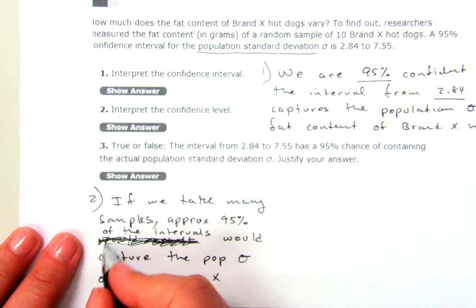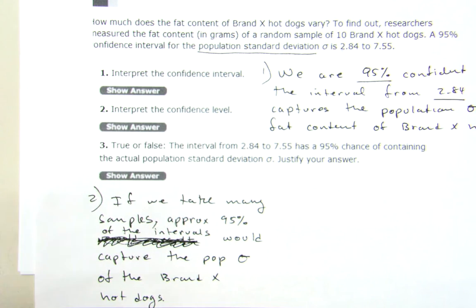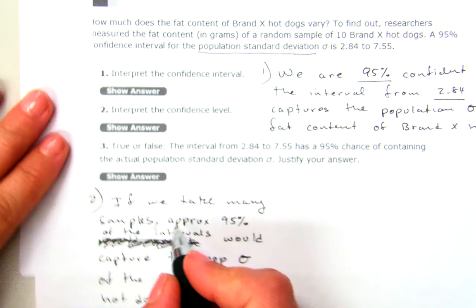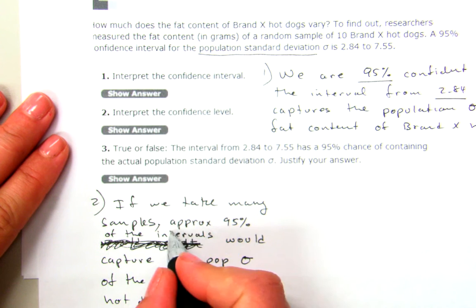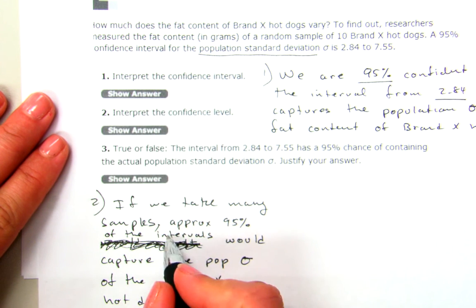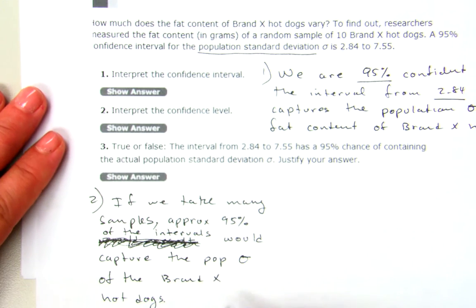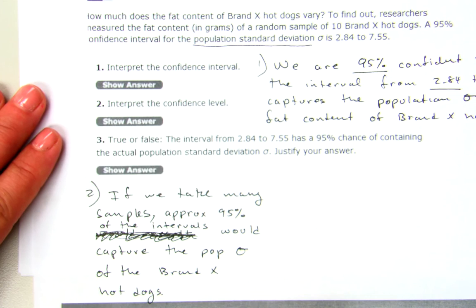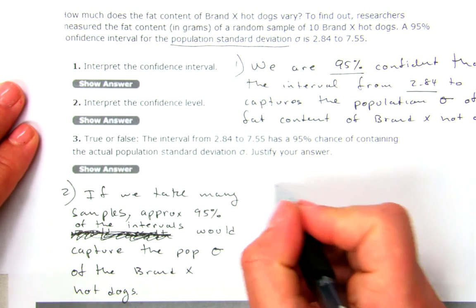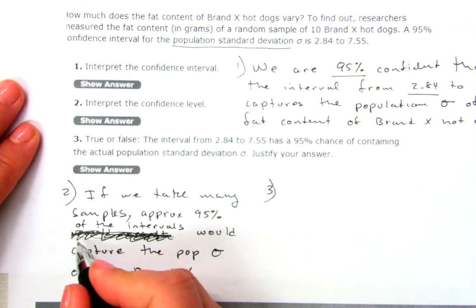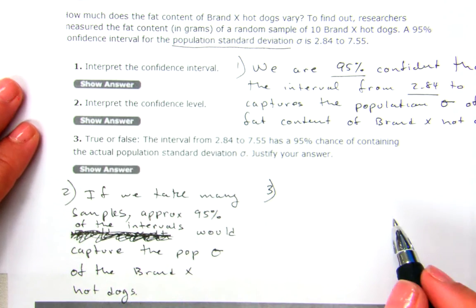We take many samples, and approximately 95% of the resulting confidence intervals would capture the population standard deviation of brand X hot dogs. Sorry, I needed to add this in here. Okay, and then number 3, so that's your interpreting confidence levels.